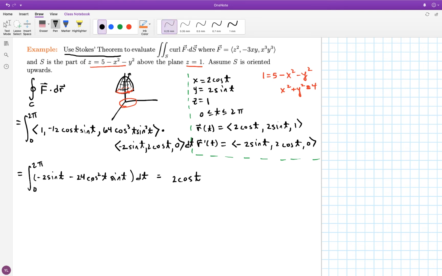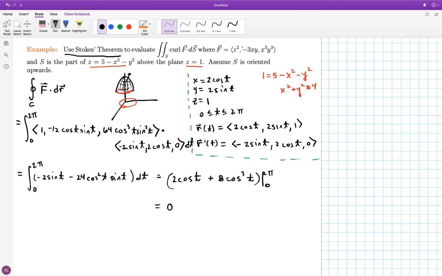Let's do a substitution here. Letting u equal cosine, du will be negative sine, so that works out nice. Okay, and cosine is the same at 2 pi as it is at 0, so this thing evaluates to 0. All right, so there's an example of computing a surface integral of curl using Stokes' theorem.